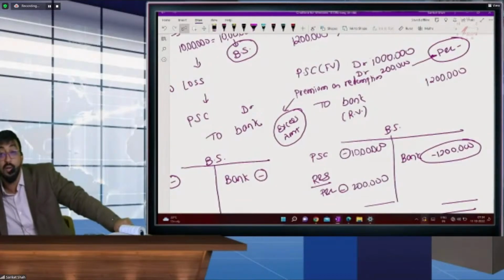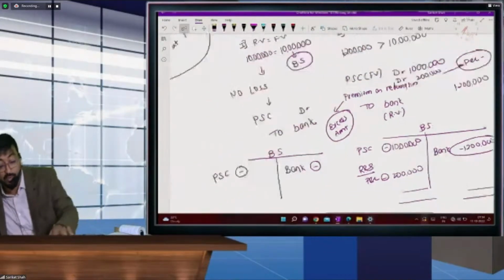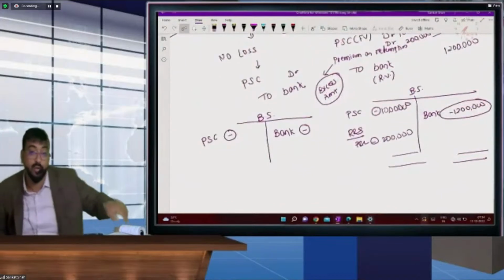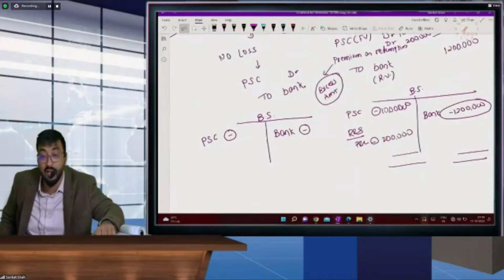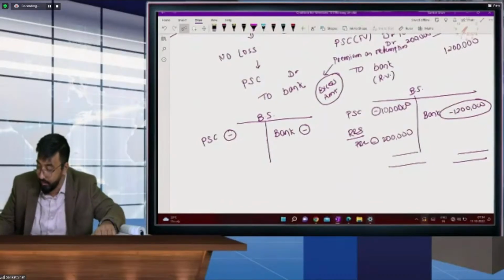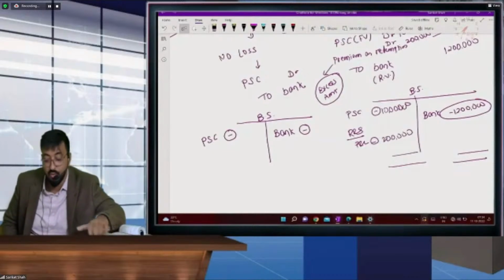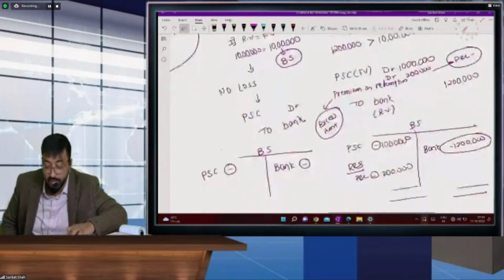But remember, whenever I am passing any entry, the first thing you have to see is how your balance sheet and P&L account are affected by these entries. So first you have to remember how your balance sheet and P&L will be affected due to these entries. Did you understand? Okay, my students I know are very intelligent, they can visualize this. It's easy. Now sir, redemption entries are very easy.